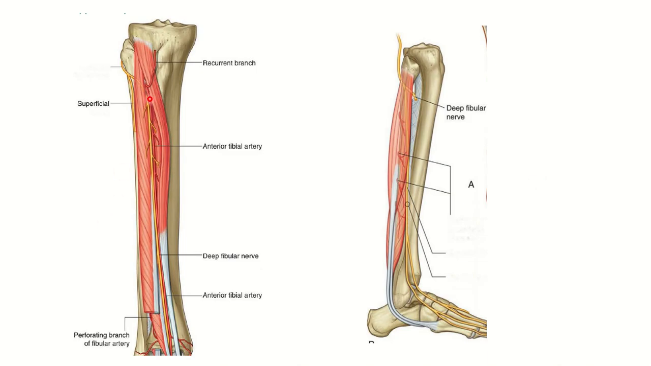So we can see another picture here. It is the deep peroneal nerve. It is the common peroneal nerve. Common peroneal nerve divides into superficial peroneal nerve, which supplies the lateral compartment of the leg muscles. On the other hand, the deep peroneal nerve supplies the anterior compartment of the leg muscles. You also see here, this is the deep fibular nerve or deep peroneal nerve.